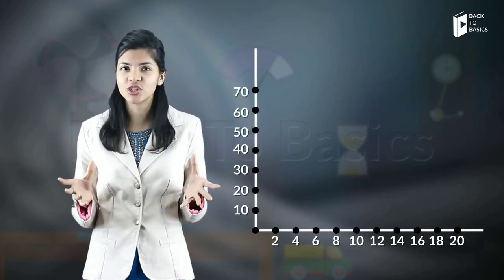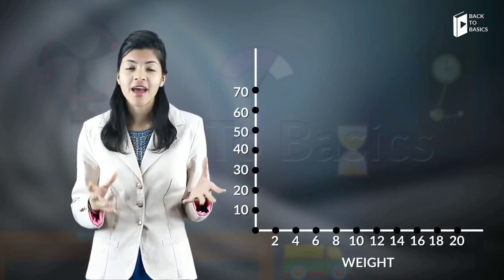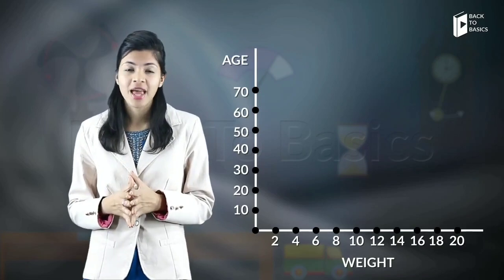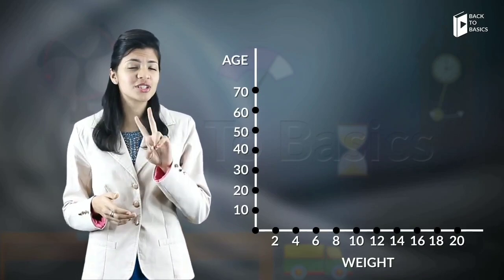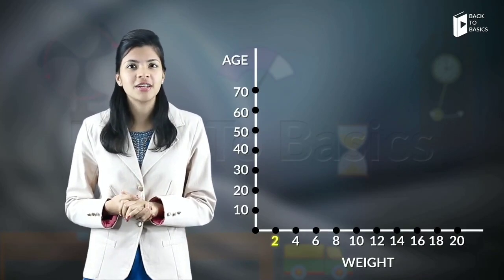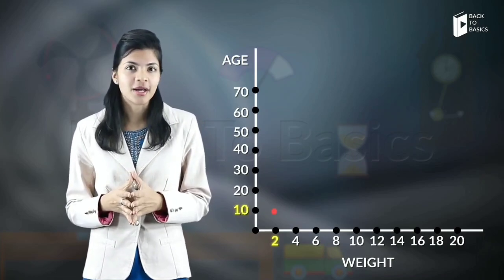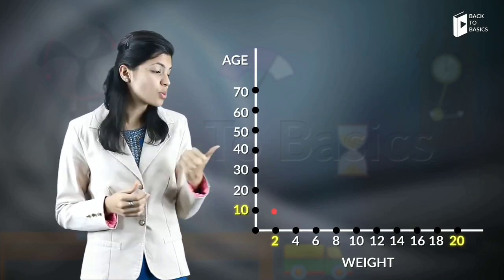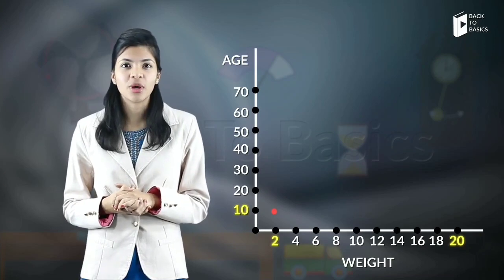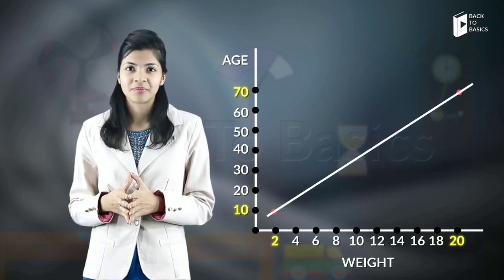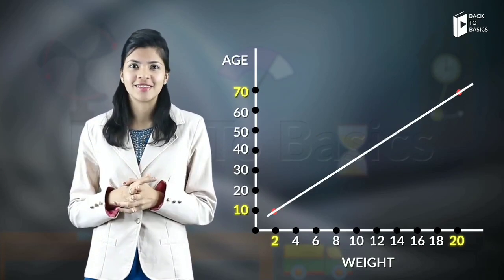For example, the line graph here gives the relationship between the weight and the age of a man. As you can see here, when he was just 2 years old, he weighed 10 kgs. But when he was 20 years old, he weighed 70 kgs. Whoa, he grew very healthy.